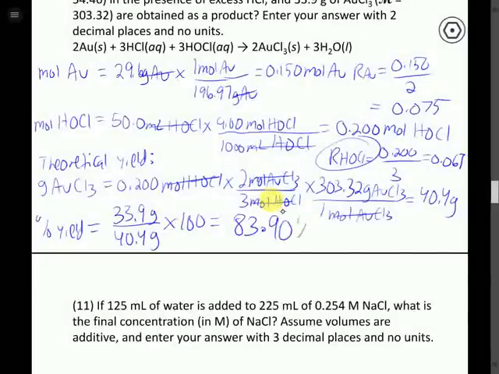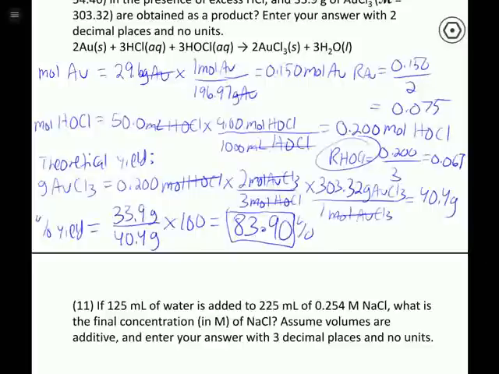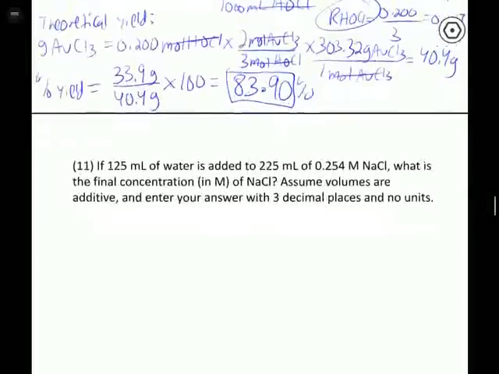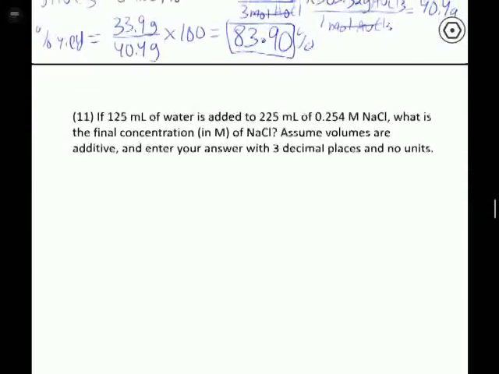The reason we do answers to 2 decimal places in Blackboard is so that we don't have rounding errors. So if you're off on the last decimal place, especially for a number this big, you're not likely to have problems anyway. So I don't know what that fourth digit is, but 83.90%. So you take the theoretical yield, you put it on the denominator, you divide with the actual yield in the numerator. Okay, questions on percent yield?